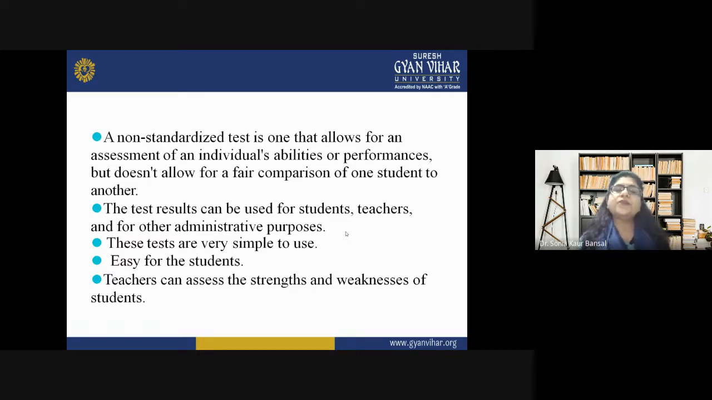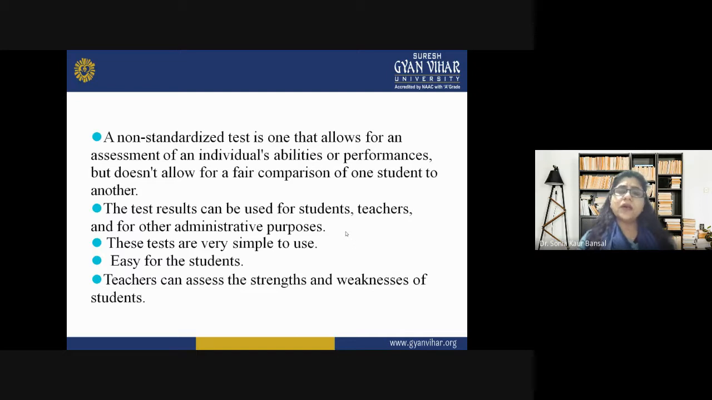But evaluation is an essential part which has to be done from the part of a teacher. So teachers can assess the strengths and weaknesses of the students by the non-standardized test. And it is really very important for a good teacher, which I must say very emphatically, that the teacher must know about the weaknesses also of the students, not only the strengths.